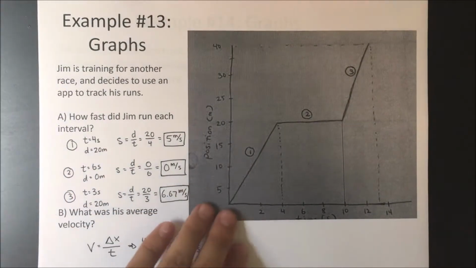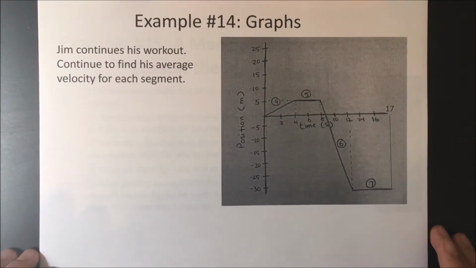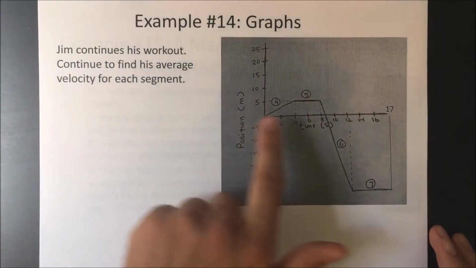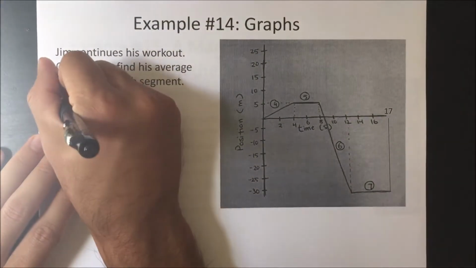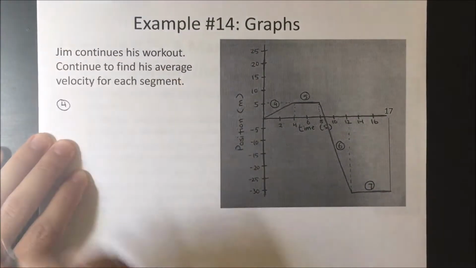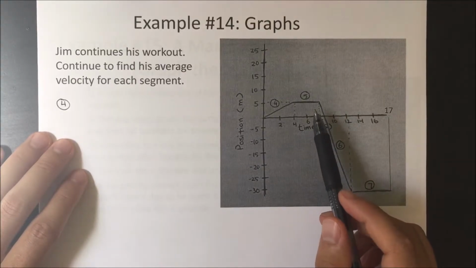All right, so let's continue this. Let's see if we get the hang of this. Jim continues his workout, continue to find his average velocity for each segment. All right, so let's look at number 4. So number 4, now that I showed you how to do this, I'm just going to pretty much be using this slope.